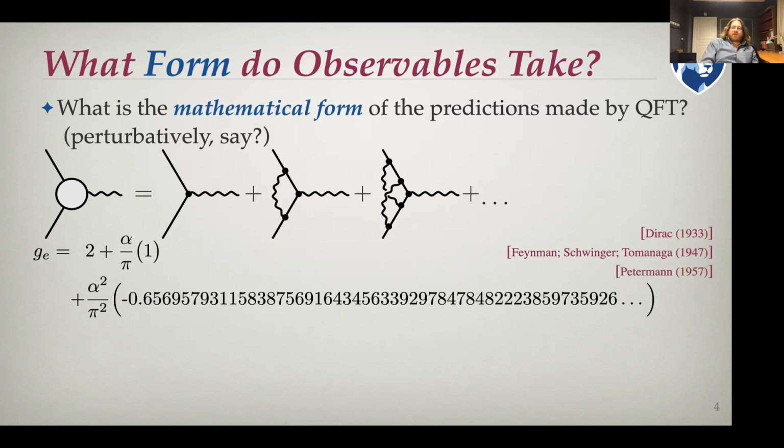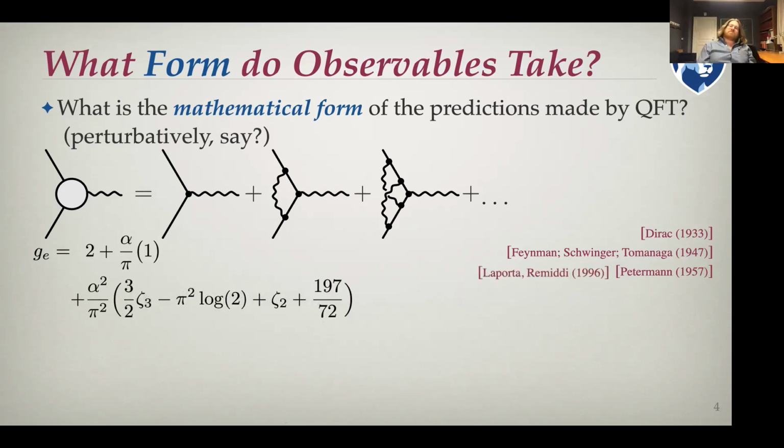Very, very many decimal places. But I suspect that most people in this audience would be much more satisfied by writing that, instead of the decimal expansion, which is all you really need for the experiments, in this kind of beautiful mathematical form.